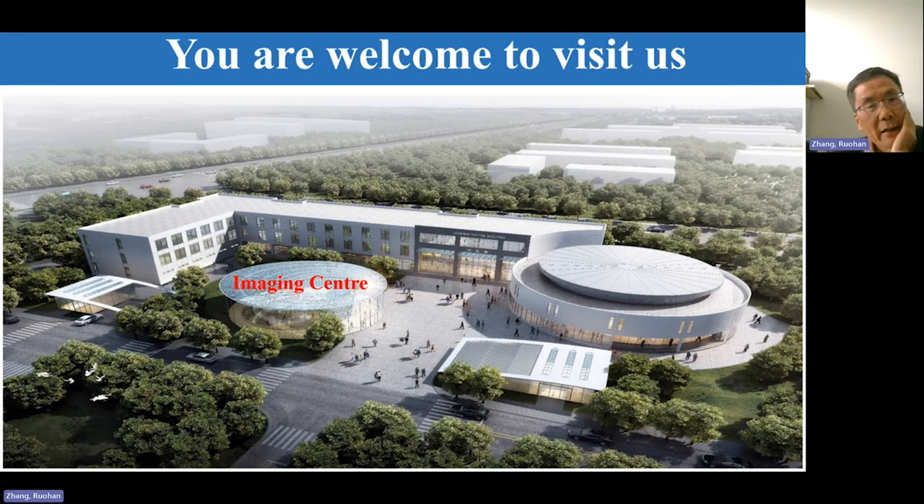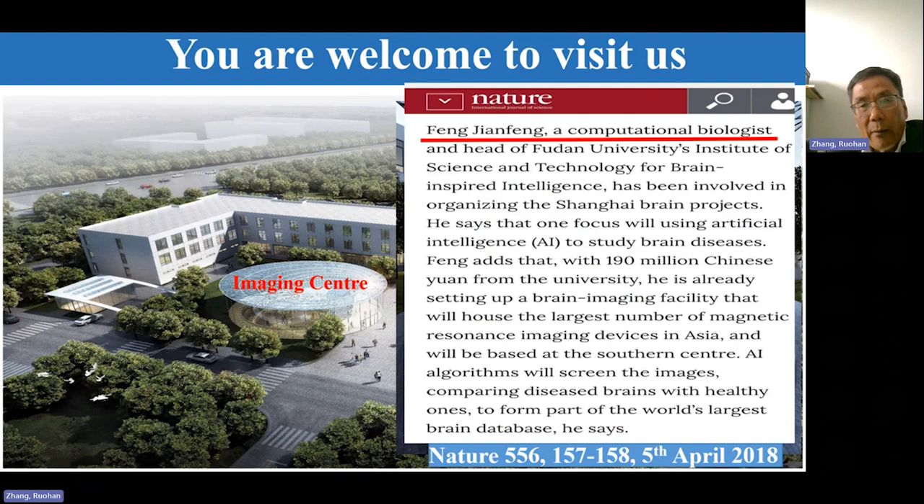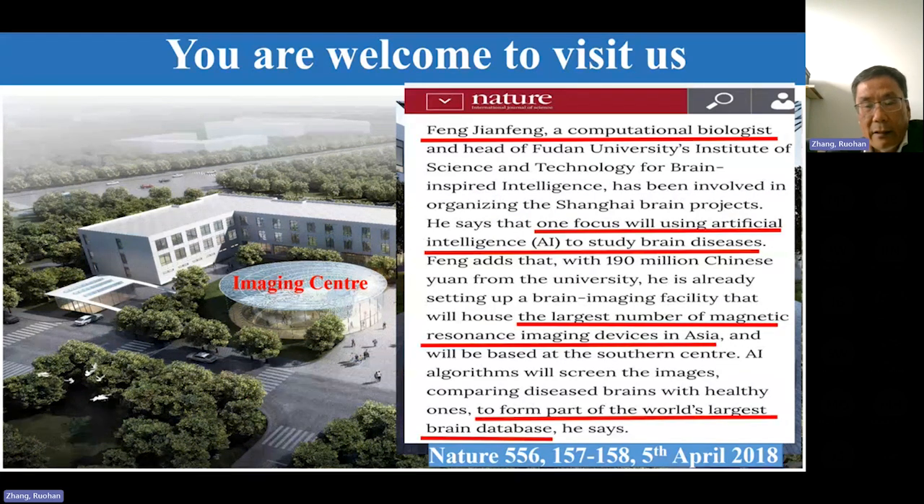Fudan University is one of the universities in Shanghai, and one of the top universities in China. We have one of the imaging centers belonging to our institute. That's the roof of our imaging center. What we did is dig 3,000 square meters underground and put our imaging machines there.